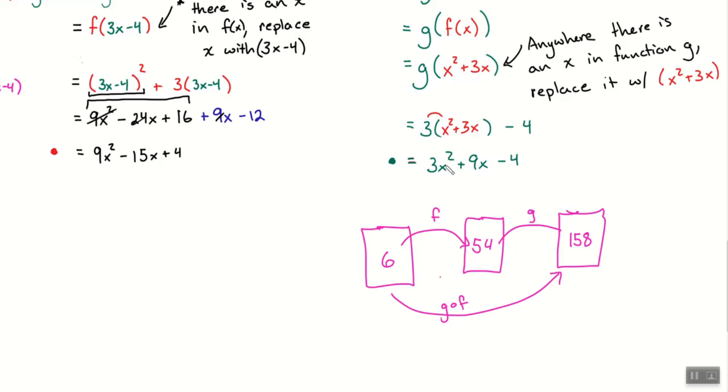What's 6 squared? Times 3. I think it's 108. Plus 9 times 6 is? Minus 4. And what would we get if we just did 108 plus 50? And we're here. Okay. Whoops. We clearly need a little bit of practice.